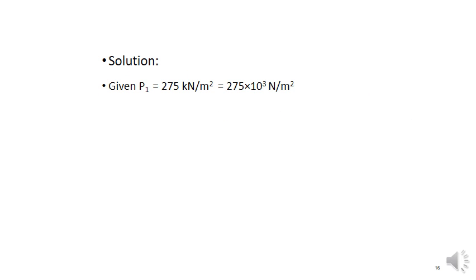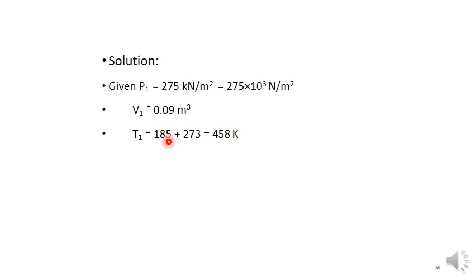Data: P1 is 275 kilonewton per meter square. Here I am writing the kilo in terms of 10 power 3, so it is 275 into 10 power 3 Newton per meter square. Next, volume V1 is 0.09 meter cube. Next, temperature we have to convert into absolute temperature. They gave 185 degrees centigrade, so I am converting it by adding 273. So T1 is equal to 185 plus 273, which is 458 Kelvin.